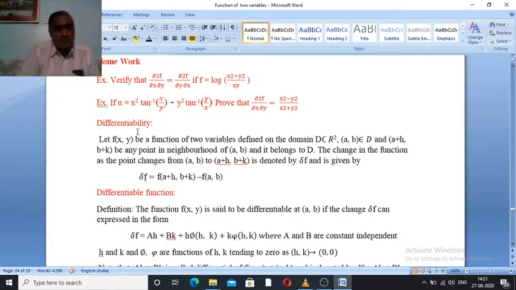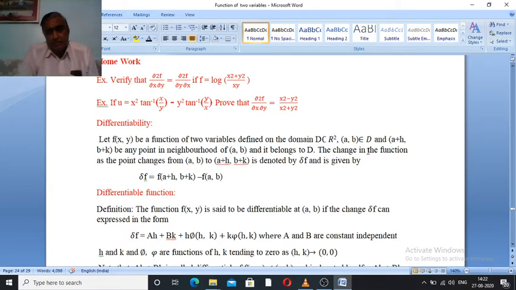Differentiability. Let f(x,y) be a function of two variables defined on the domain D containing R square, that is the xy plane, where the point (a,b) belongs to the domain D and (a+h, b+k) be any other neighborhood point of (a,b) in the domain D. Therefore, (a,b) and (a+h, b+k) are any two points in the domain D.